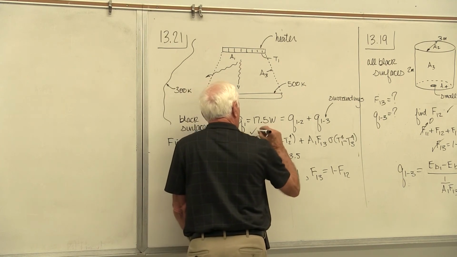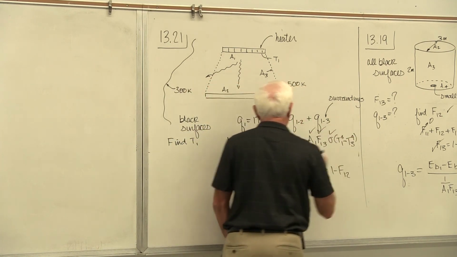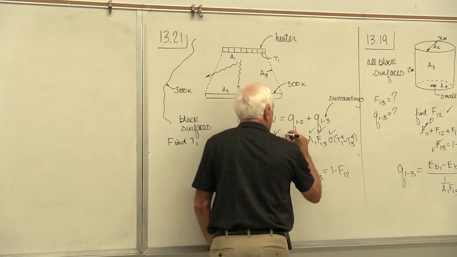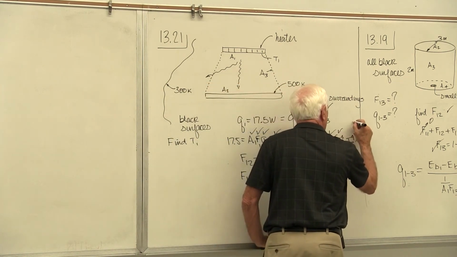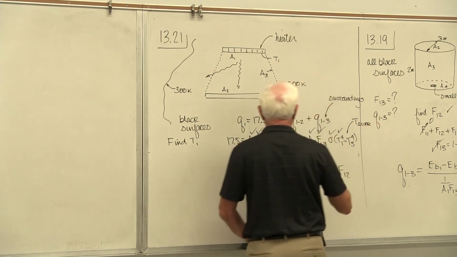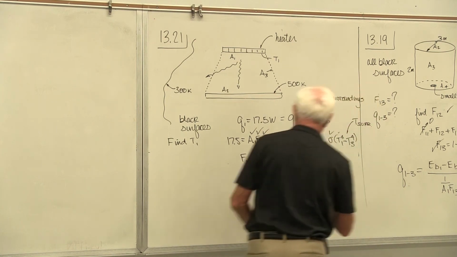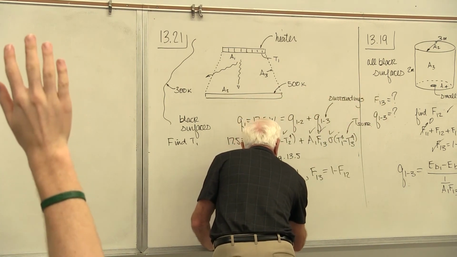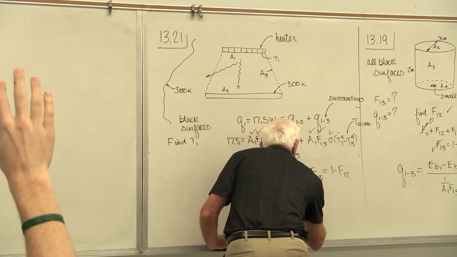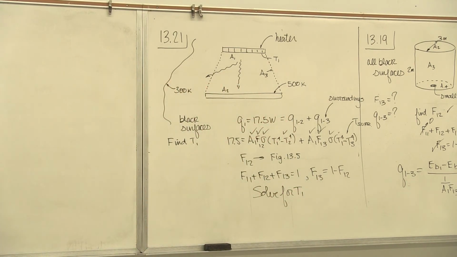All right, in the equation, what do I know? I know A1 F12 sigma, A1 F13 sigma. I know T1, I know T2, I know T surroundings. Oh, I don't know T1 yet. Solve for T1. All right, that's it. That's how you do it.